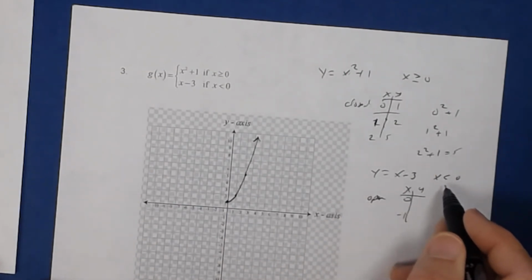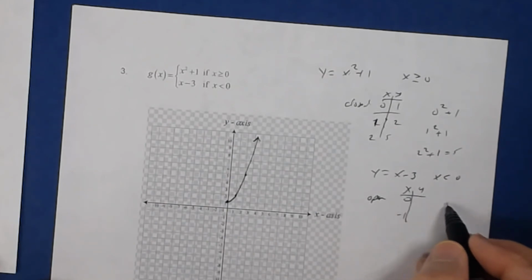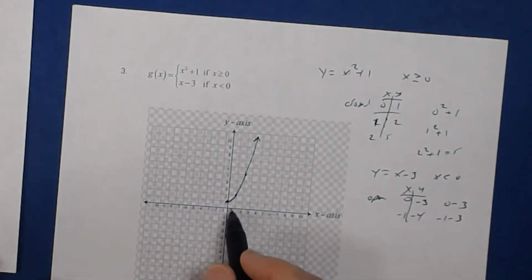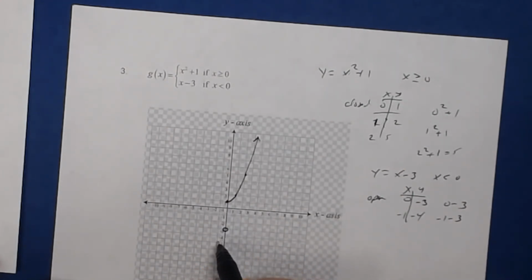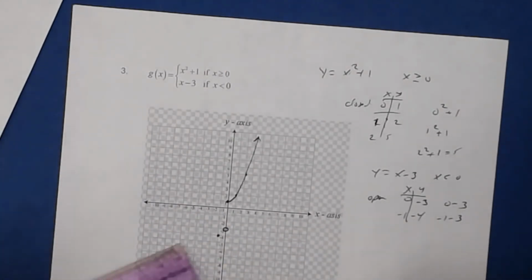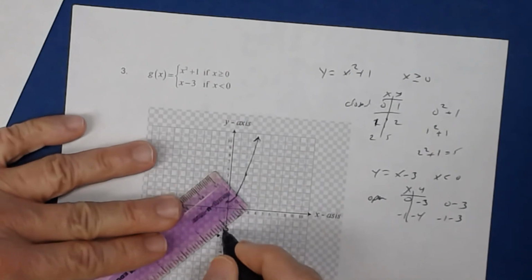But when I graph that point where the x is 0, that's going to be open because 0 is not really in that domain. So when x is 0, I get 0 minus 3, which is -3. And when x is -1, I get -1 minus 3, which is -4. All right, so 0, -3 is right here, open circle. And then -1, -4 is right here. And then you get this ray that looks like this.